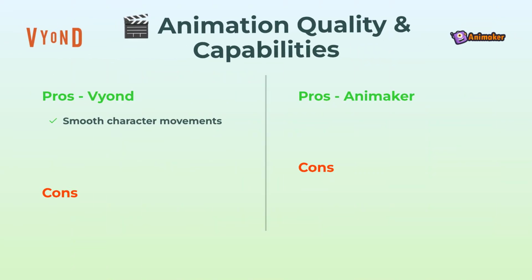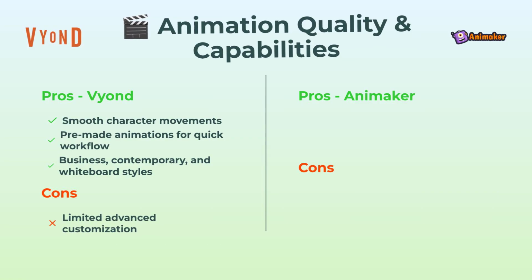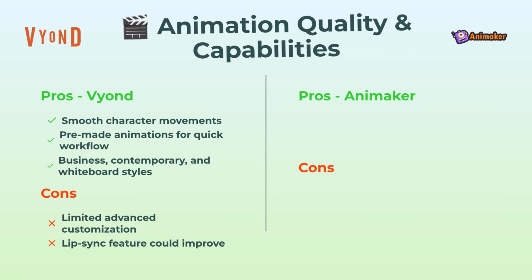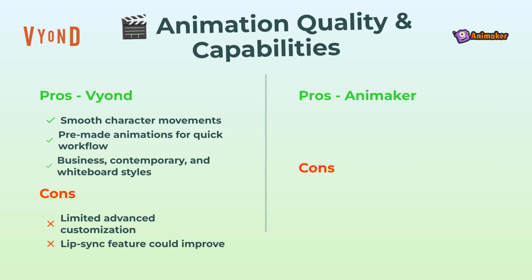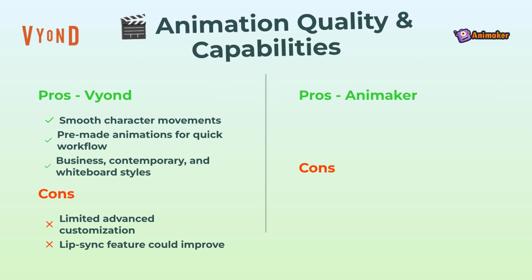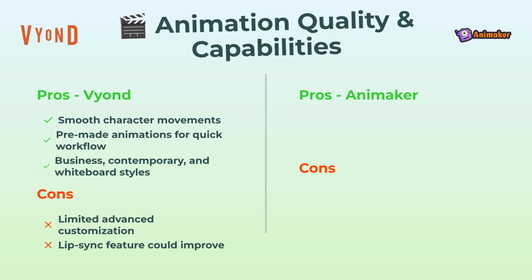Let's hit animation quality and capabilities. Vyond just makes characters move in a way that feels natural. There are tons of pre-made animations too, so workflow is super quick. You can knock out business or whiteboard videos, no sweat. It's legit. If I had to nitpick, you can't get ultra advanced. And the lip sync could use a boost.